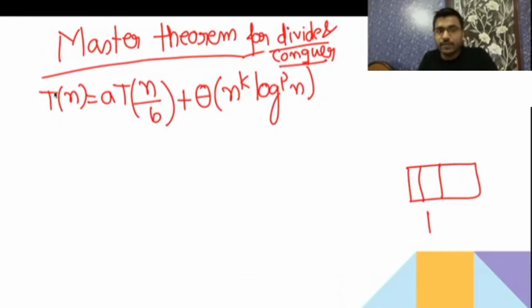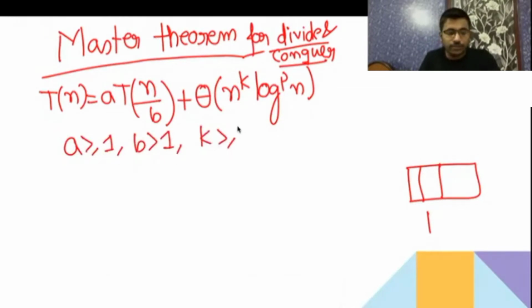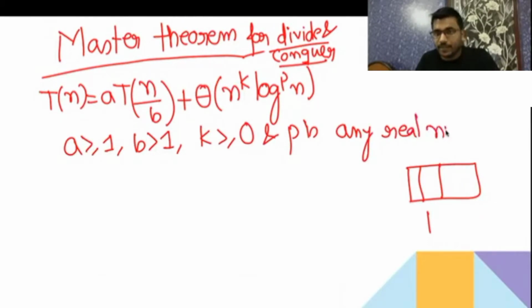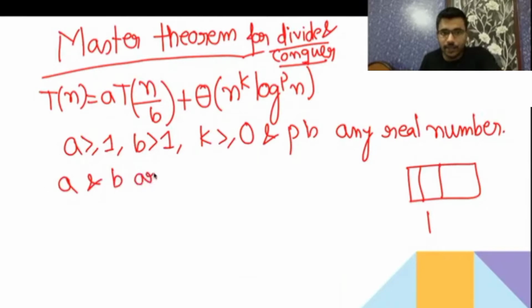So if there is an equation T(n) in the form of aT(n/b) + Θ(n^k log^p n), then this is the equation where a is greater than or equal to 1, b is greater than 1, k is greater than or equal to 0, and p is any real number. So a and b are constants. So it should be some constant.